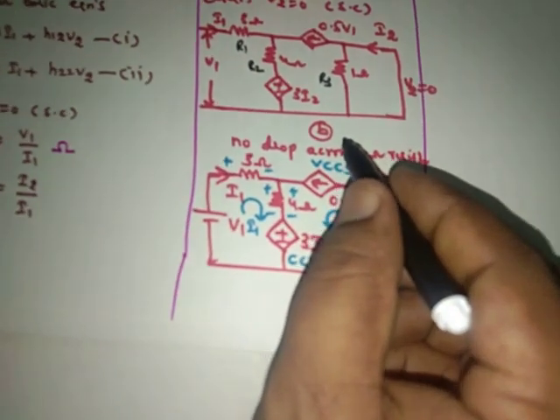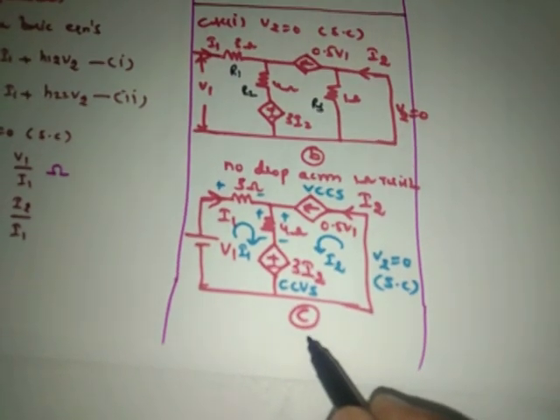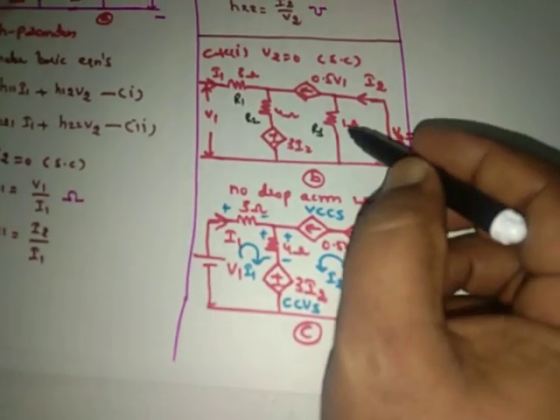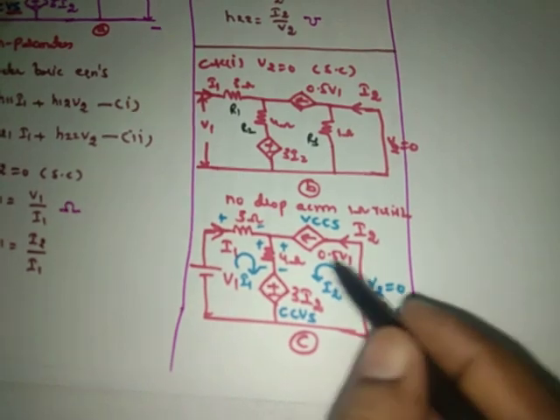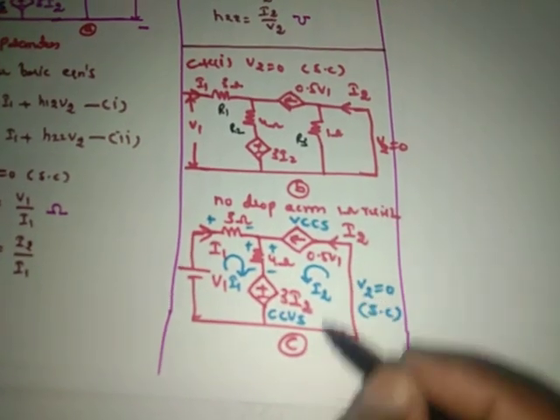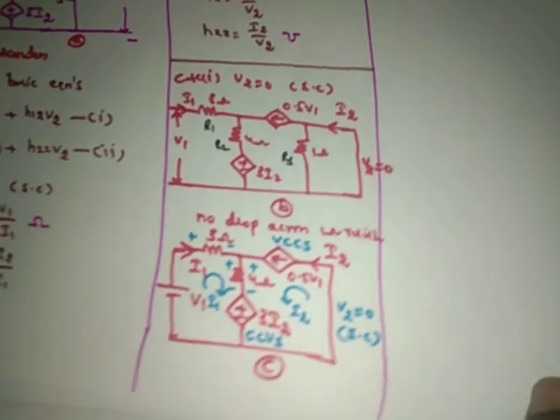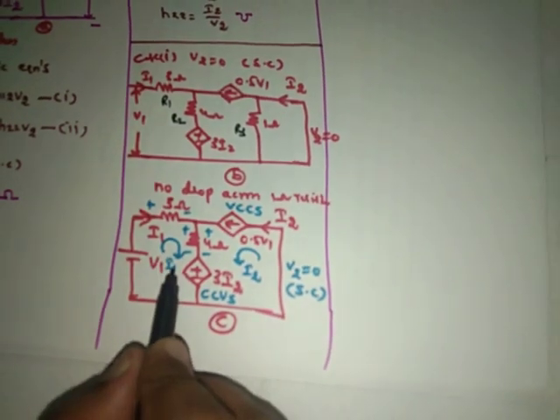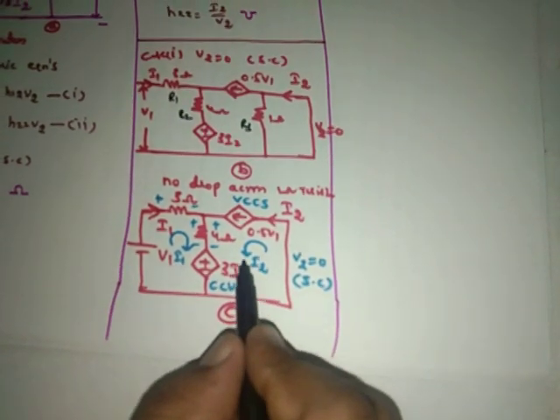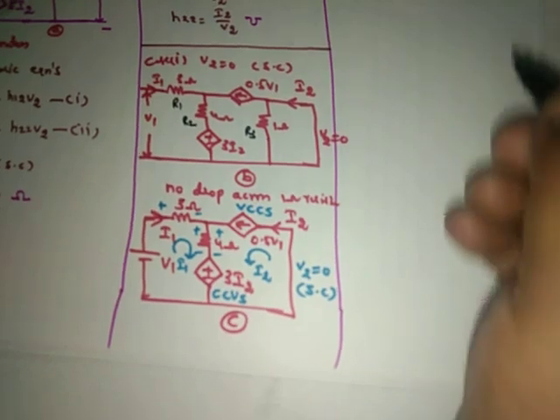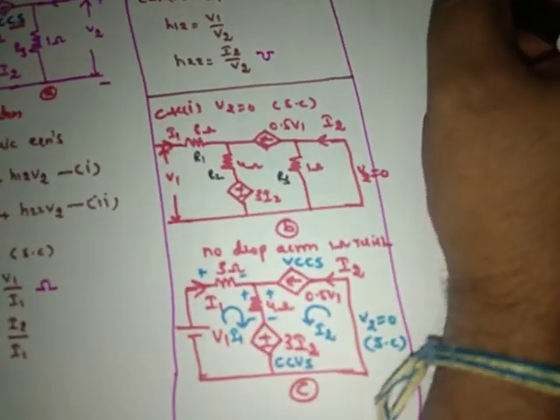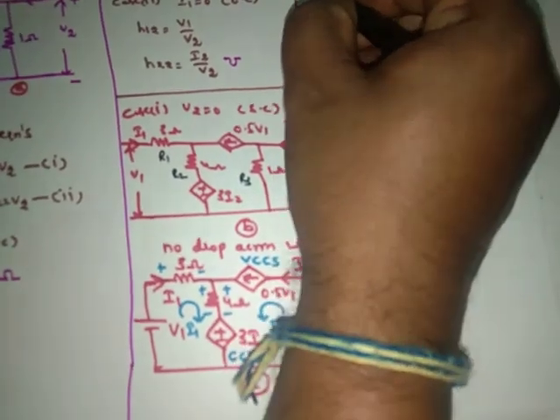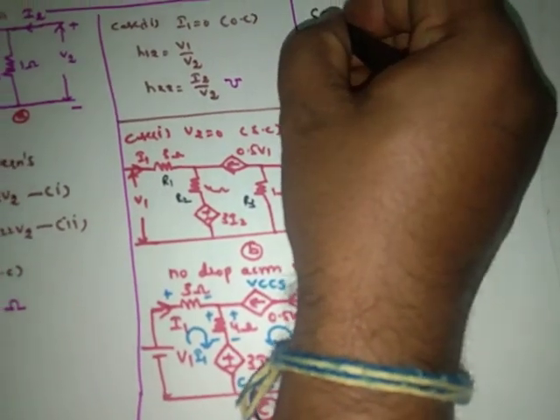Now figure B can be equivalently drawn as figure C. Simply neglect R3, short circuit. Now this is the equivalent circuit. Here two loops are there, this is loop 1 and this is loop 2. This is figure C. Now consider figure C.